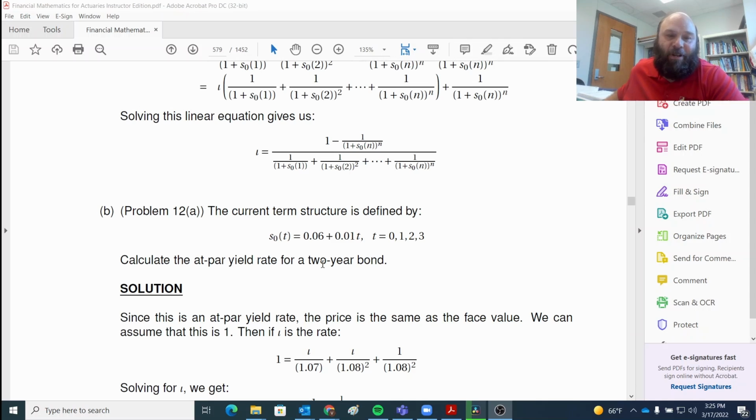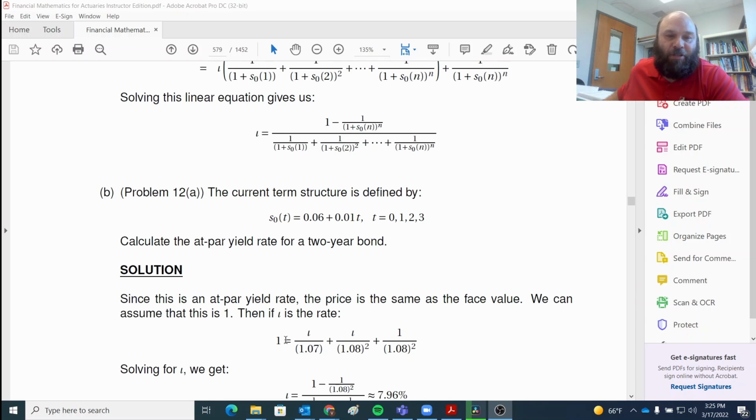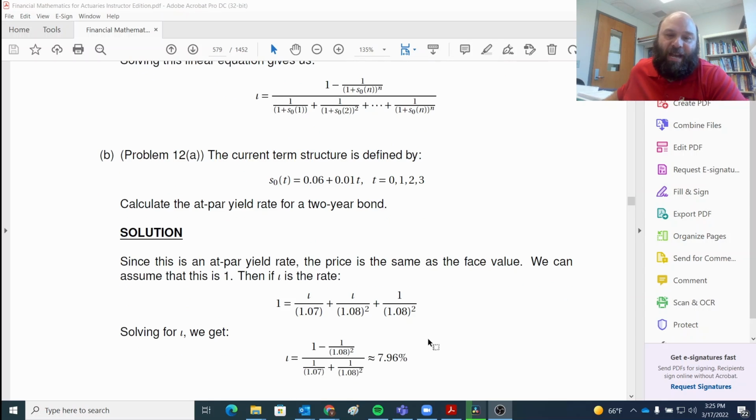So we're going to find the at par yield rate. I guess this is in years for a 2-year bond. So 3 is unnecessary. We only need 1 and 2. So the first payment. We assume face value of 1. It's priced at par, so the price is 1. First coupon is I, valued at t equals 1. We get 0.07. Second coupon is I, t equals 2. We get 0.08. And then the redemption amount at 0.08. Solving for I, we get 7.96%.